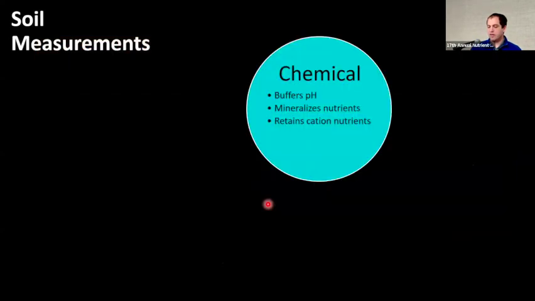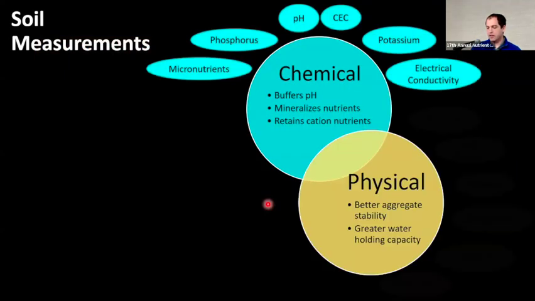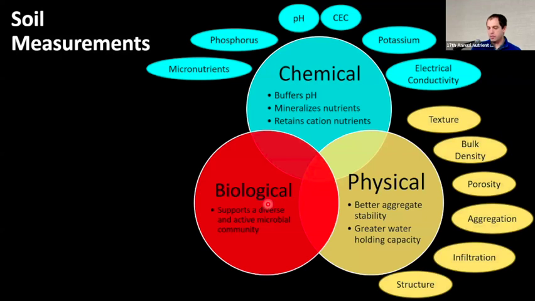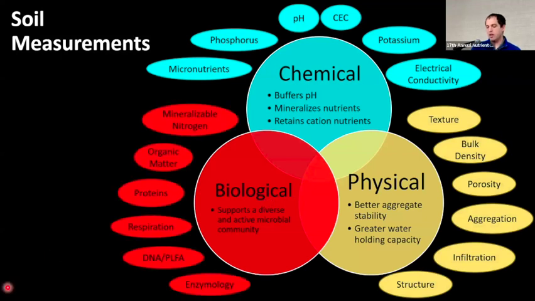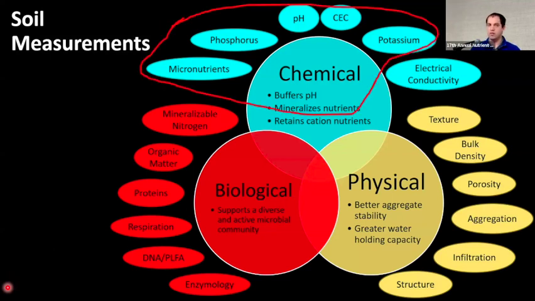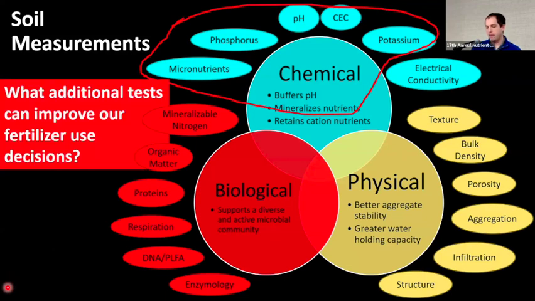So if we think about all the different chemical measurements, the physical measurements, the biological measurements that we can make, part of this project is wanting to know which of these is helpful, because typically we focus on these ones here, mostly just phosphorus as we traditionally do. What else do we need to know to help improve our ability to make good predictions?